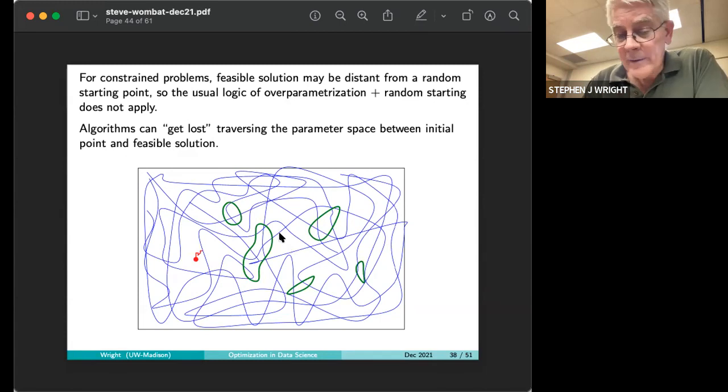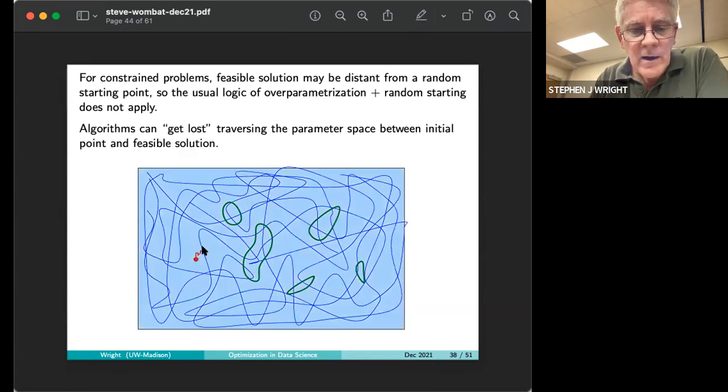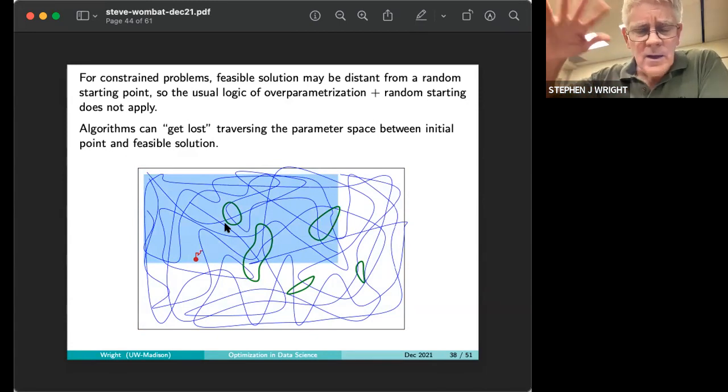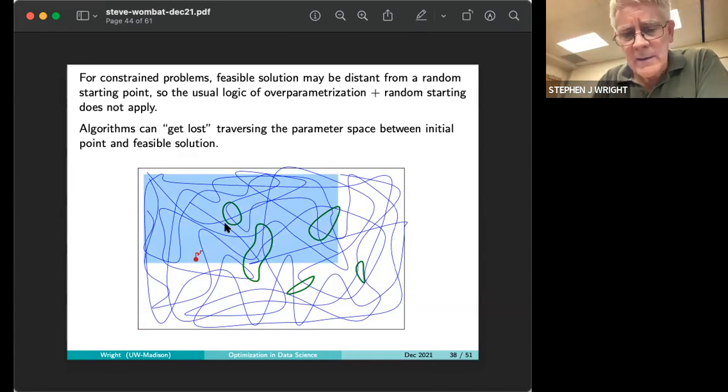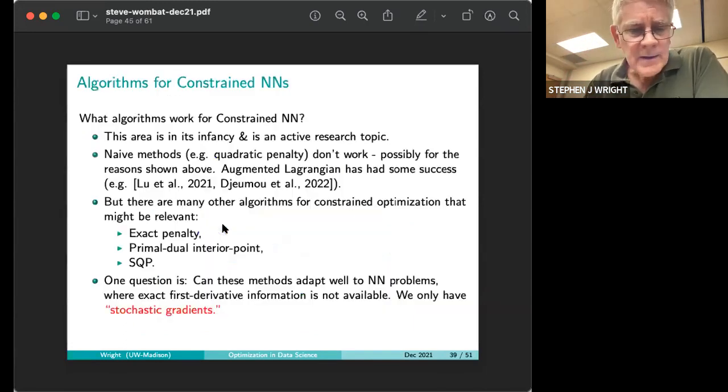And what these people have observed is if you just naively apply constrained optimization techniques like adding penalty terms, the optimization seems to get lost, because it has to move from this random starting point all the way into one of these green regions. It has to traverse a very non-convex, non-smooth landscape, and they just get lost. They get stuck in a local minimum somewhere. And so it's a very current area of research: how do you avoid that behavior?